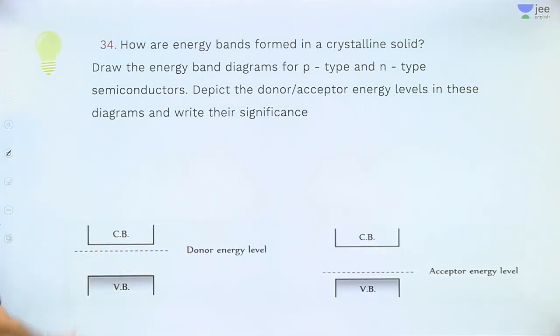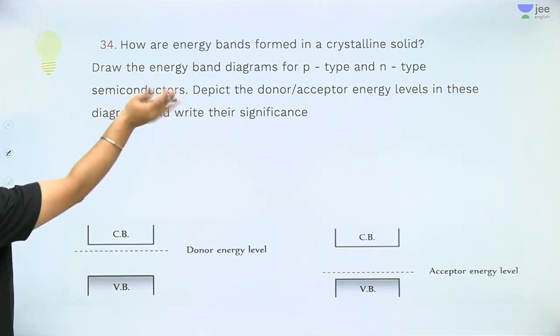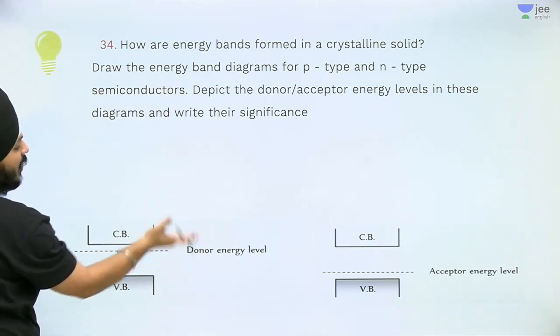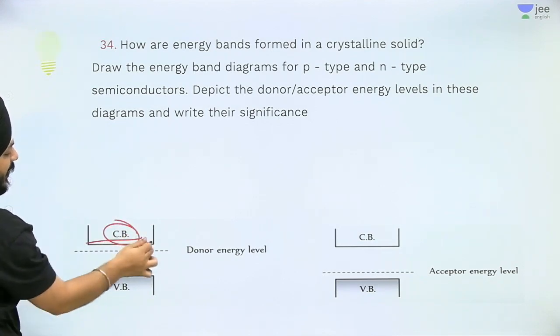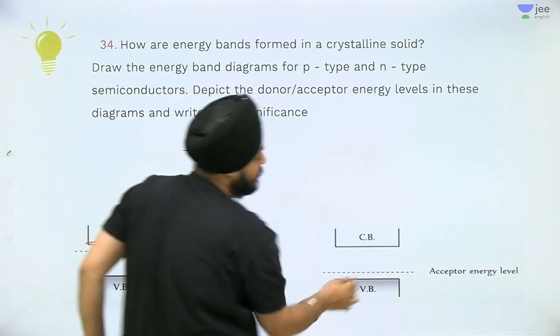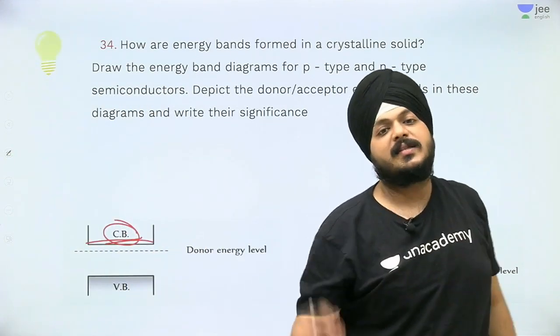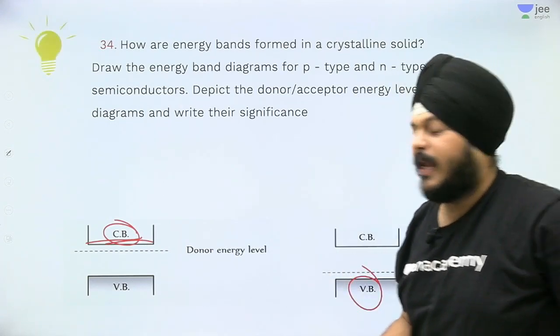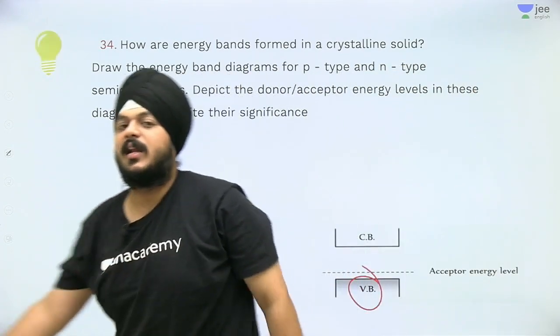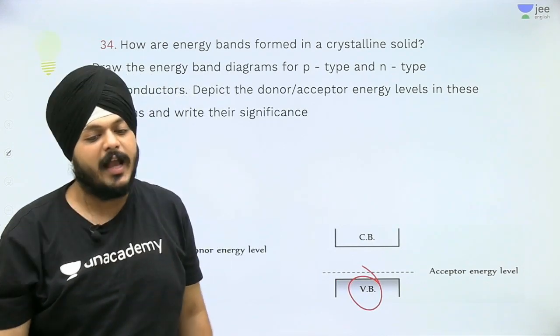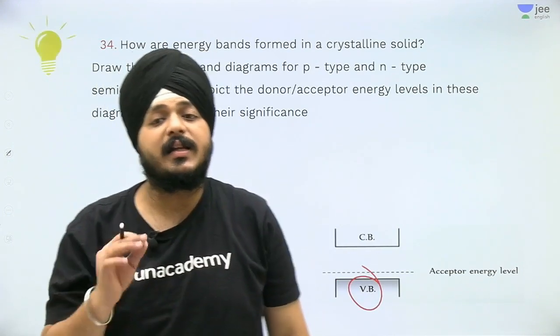Right? So for the donor energy level in the p-type and n-type semiconductors, in one the donor energy level is near to the conduction band, and in the other the acceptor energy level is near to the valence band. The acceptor energy level is near to the valence band, and in one, the donor energy level is near to the conduction band. Okay guys, is it clear? Is it completely clear guys?